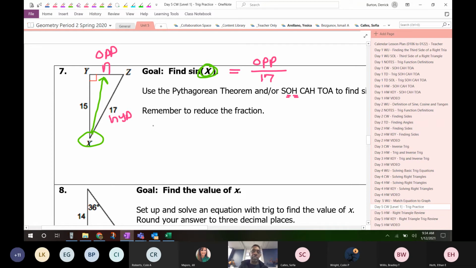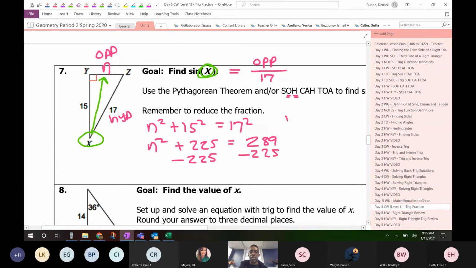So here comes the Pythagorean theorem again. So this is going to be n squared plus 15 squared is equal to 17 squared. n squared plus 225 is equal to 289. And then you have to subtract 225 from both sides. I'm going to need more space. So that's going to give me n squared is equal to 64. And then if you take the square root of both sides, that gives you n is equal to 8.